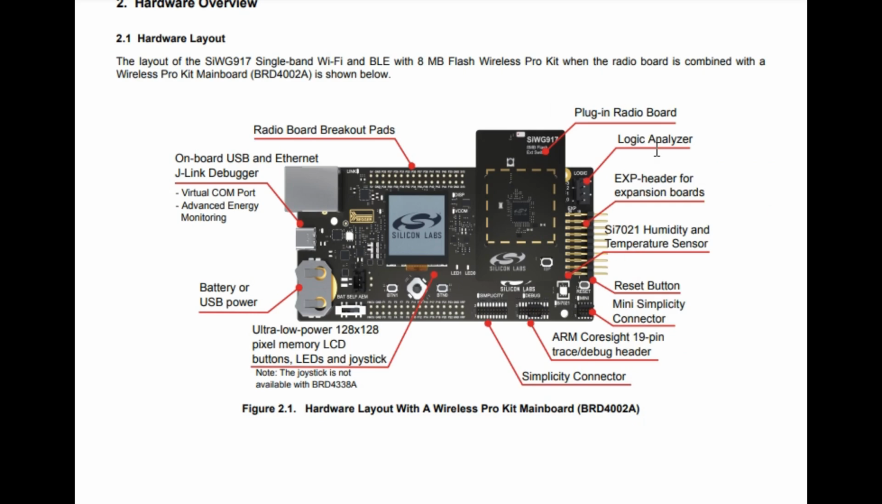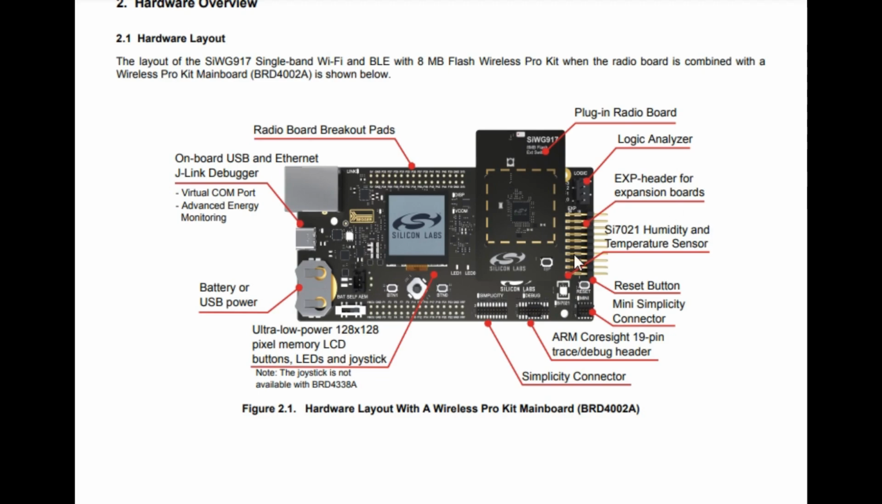So the board that is plugged in onto this main board is called a radio board because it contains radio, right? And then you can also see here there are breakout pads. So these breakout pads are nothing but whatever the pins that are not connected to any peripherals on this main board are routed to these breakout pads, so that the external peripherals which are not part of these or which are part of these can also be connected externally to this particular board.